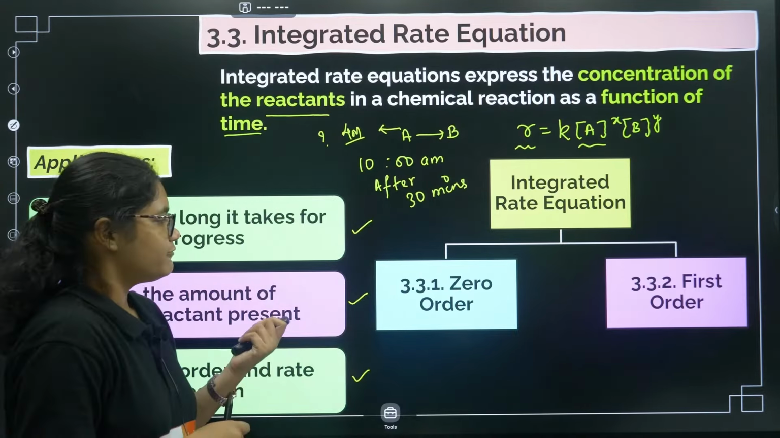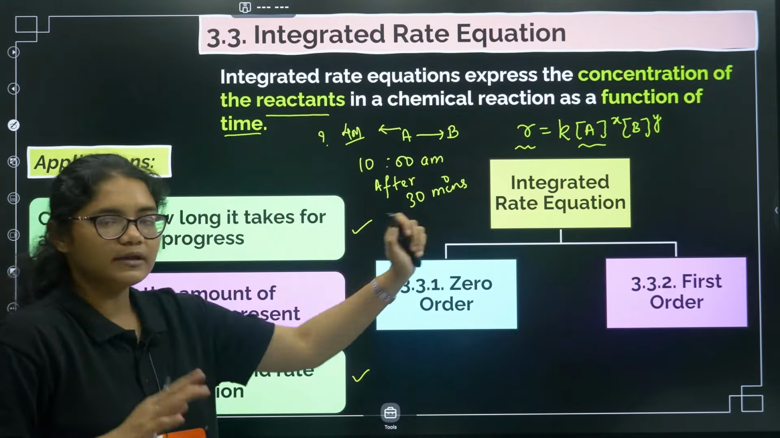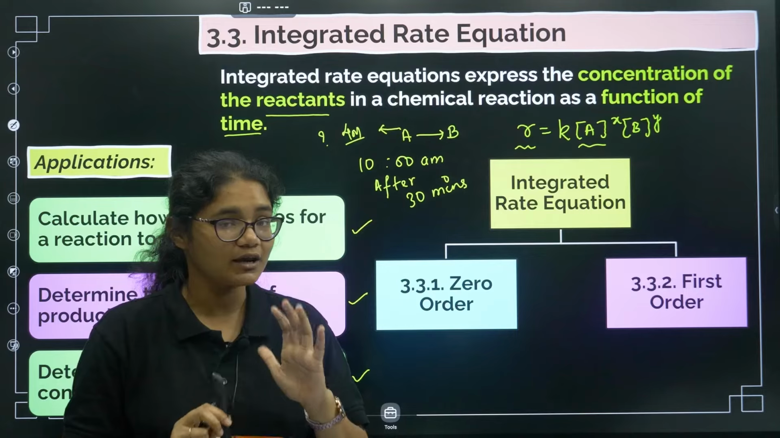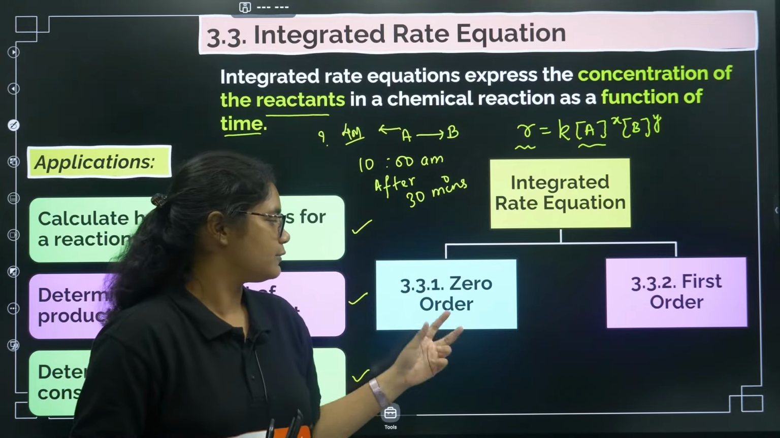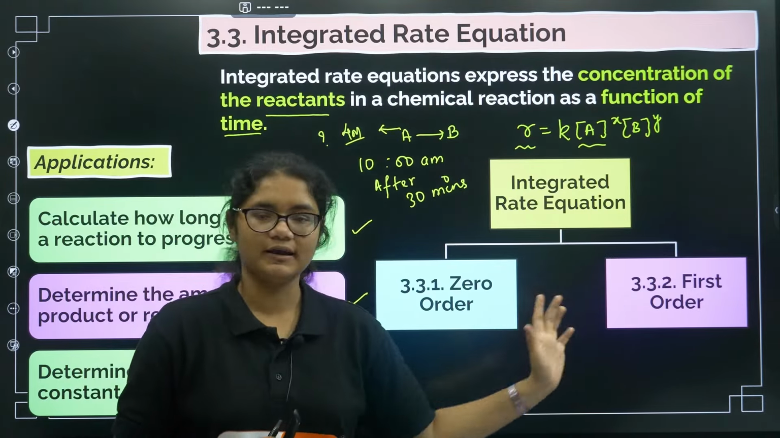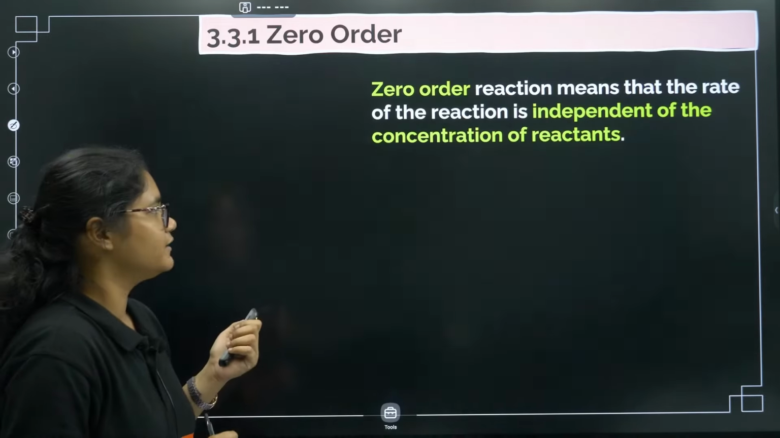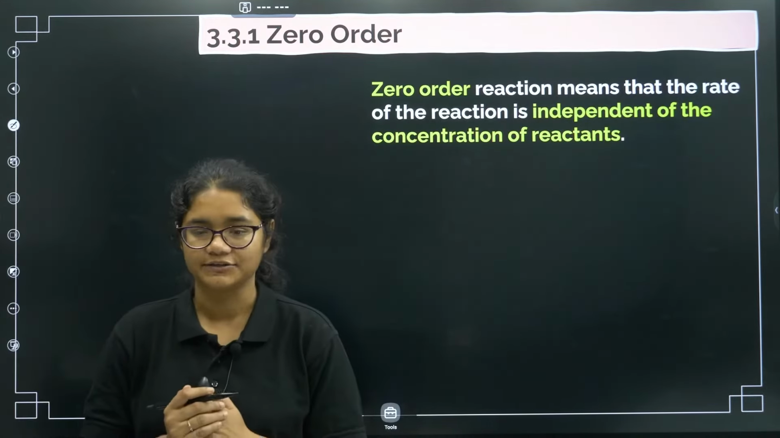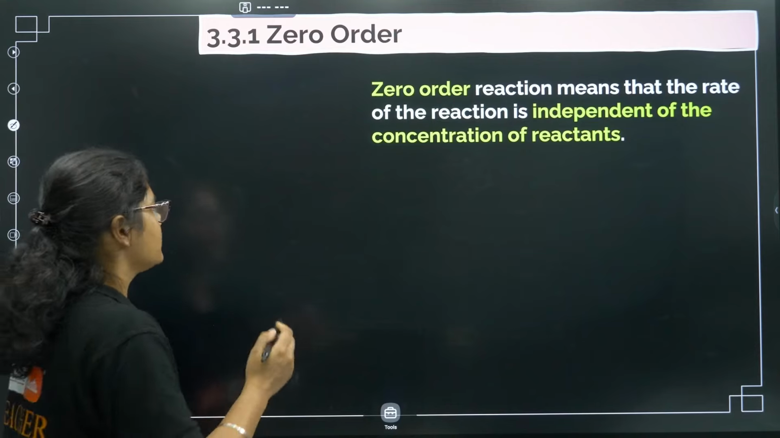So what I told is, the integrated rate equation will involve time also. Time as a function will be included, and we are going to study the integrated rate equation for 2 orders, that is 0th order and 1st order. So let us start with the 0th order reaction. Now if you see the 0th order reaction, what is there?